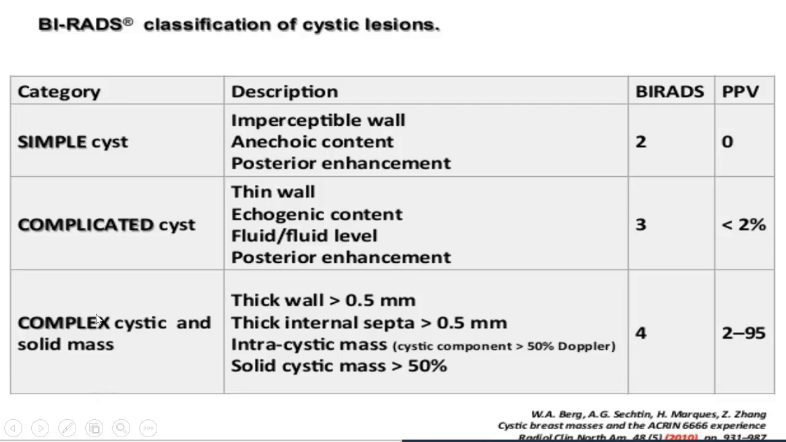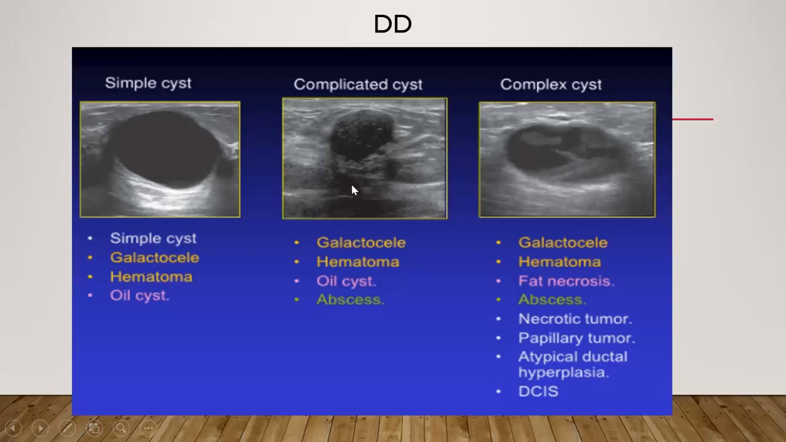Complex cystic and solid mass: thick wall more than 5 mm or thick septa more than 5 mm, or the presence of an intracystic mass, cystic component with Doppler. Doppler is very important, and a solid cystic mass with the solid lesion more than 50%, those of course we must give them BI-RADS 4 and biopsy. We will not stay, we will do biopsy just. This is the BI-RADS classification.